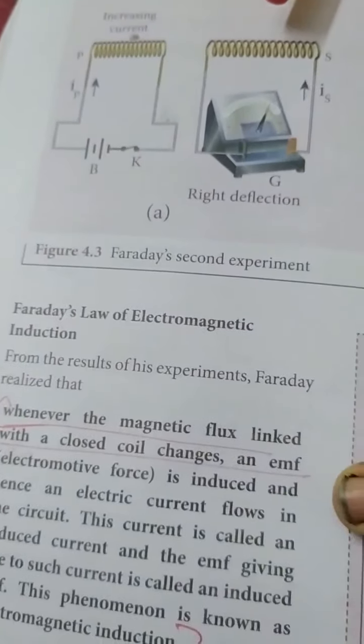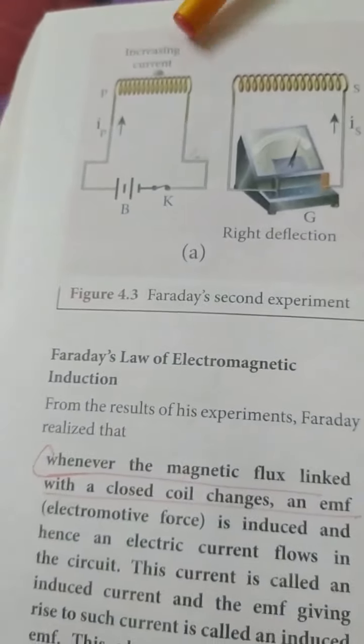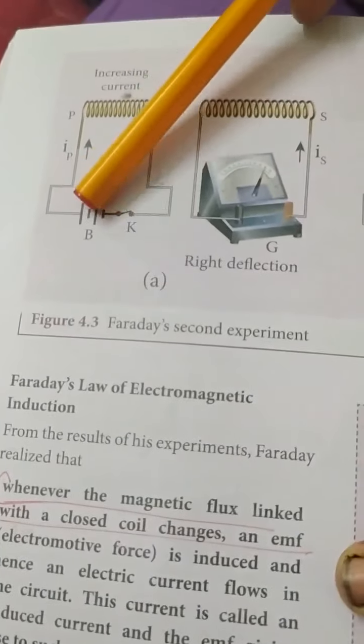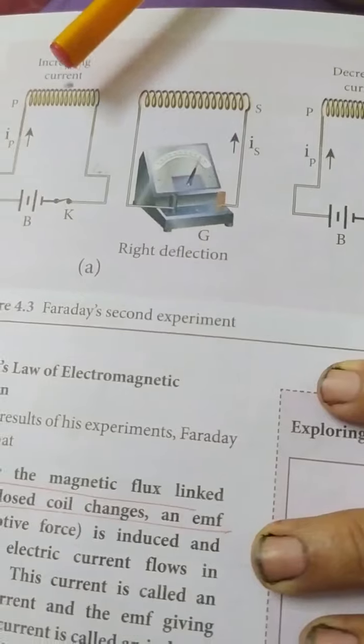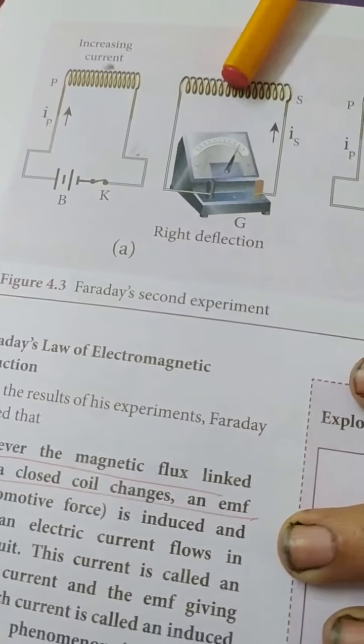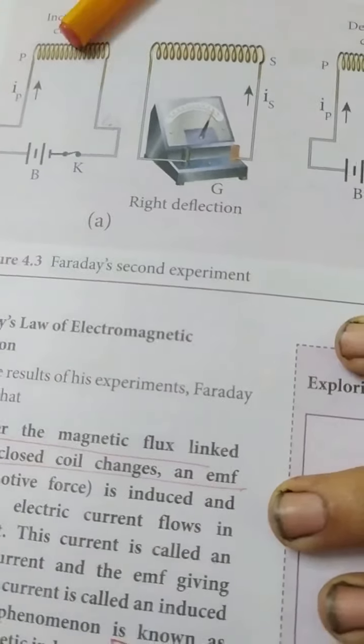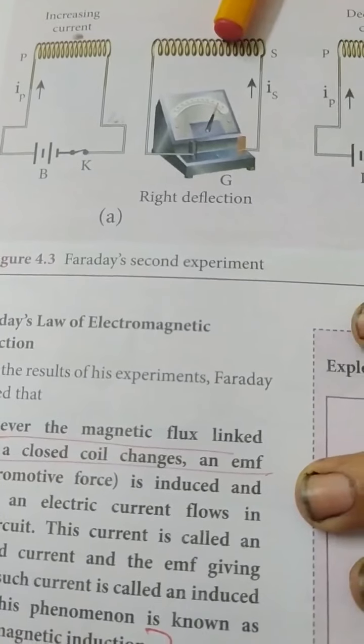And here there are two coils. This is called a primary coil and this is called a secondary coil. The primary coil is connected with a battery and a key, and the secondary coil is connected to the galvanometer. Both are kept close to each other so that the flux linked with this is always influencing this.